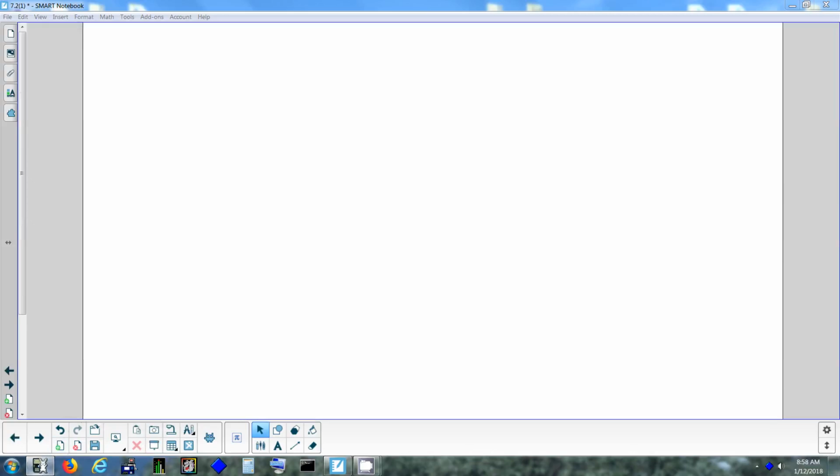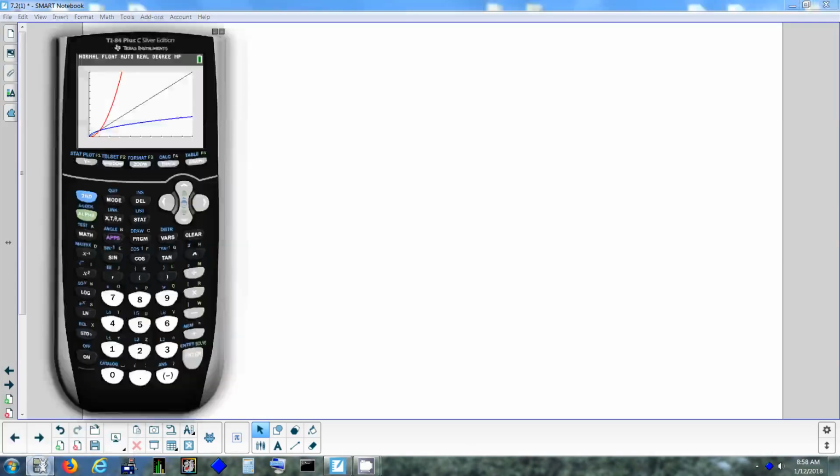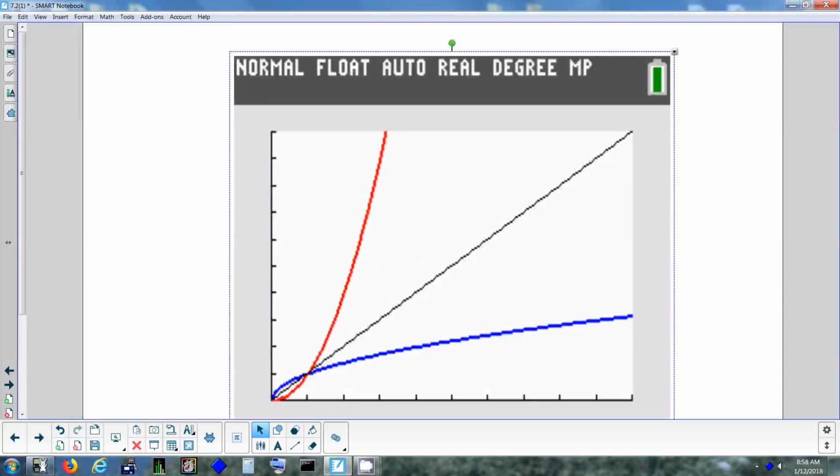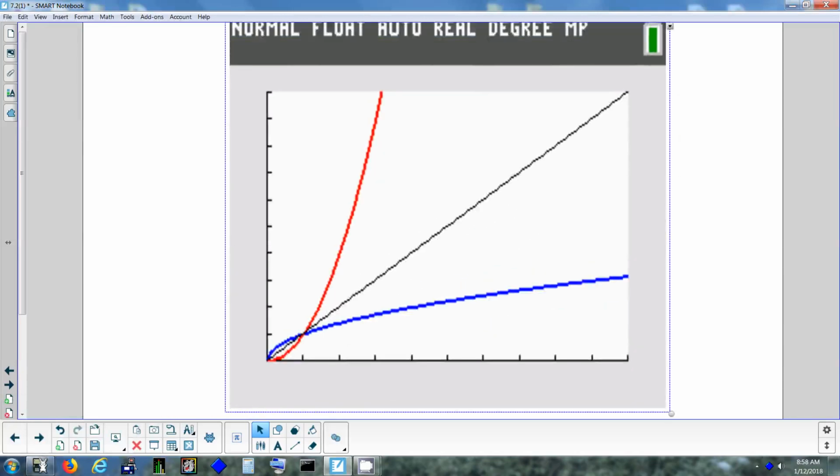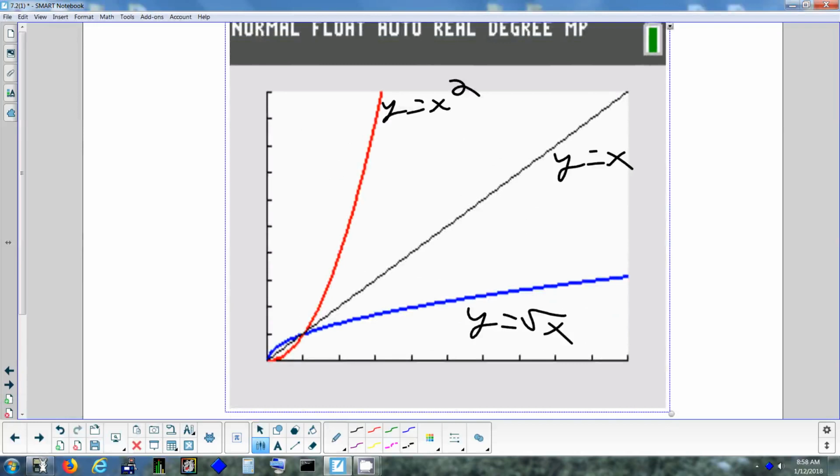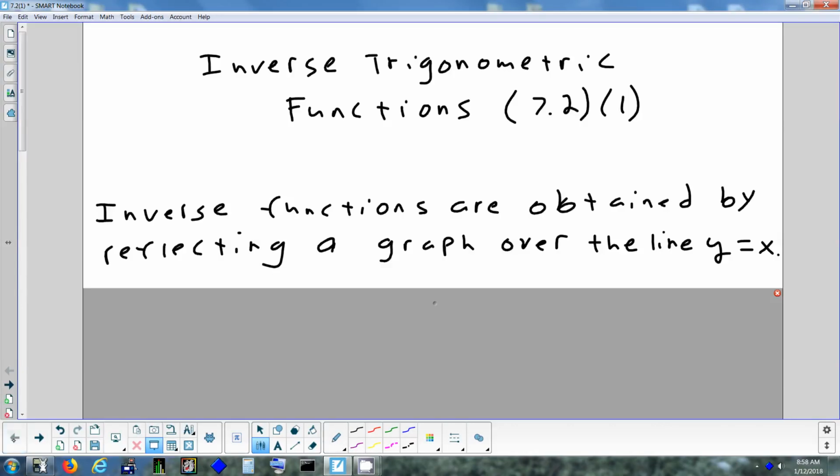Okay, so let's take a look at that. What you're looking at in blue is the square root of x. In red is x squared. And that line in black is the line y equals x. Hopefully from the picture you can see that if that was a piece of paper and you folded it right on that black line, the red graph would land on top of the blue graph. Okay, they are mirror images. And that's true for any type of function.